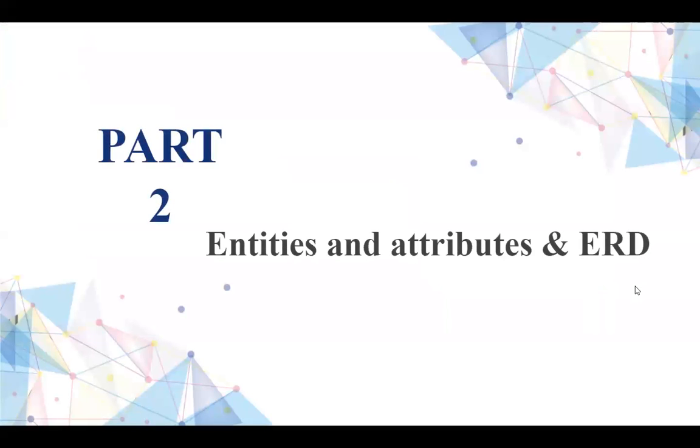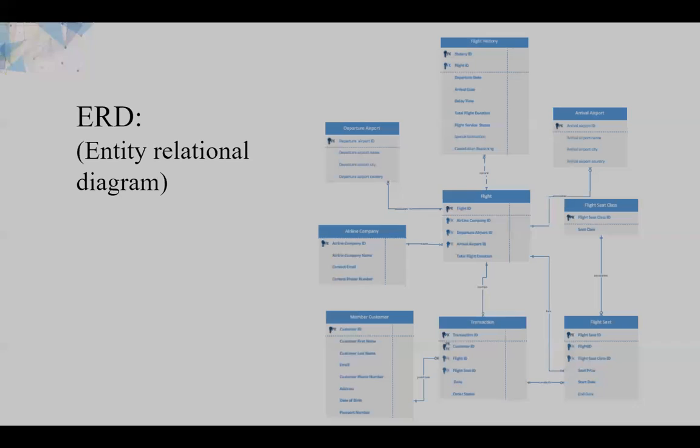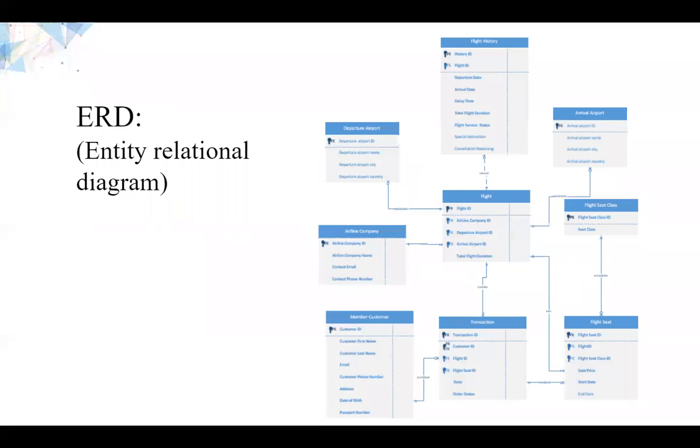All right, let's move to the second part, entities and attributes and ERD. We've set up 8 entities. They are flight history, departure airport, arrival airport, airline company, flight seat classes, flight seats, transaction, and member customer.